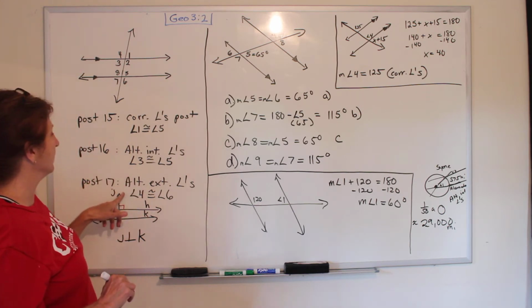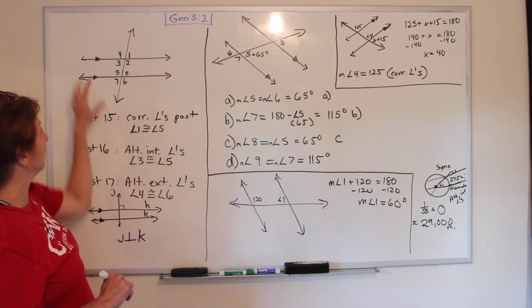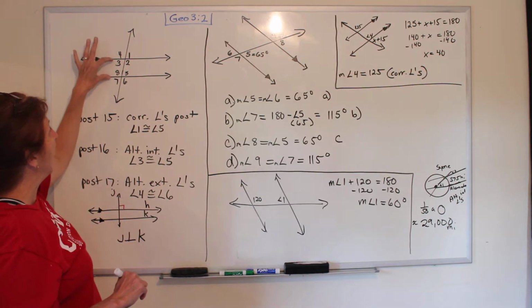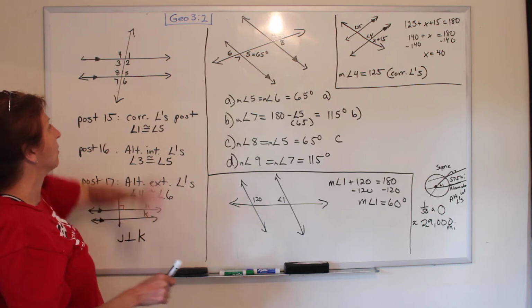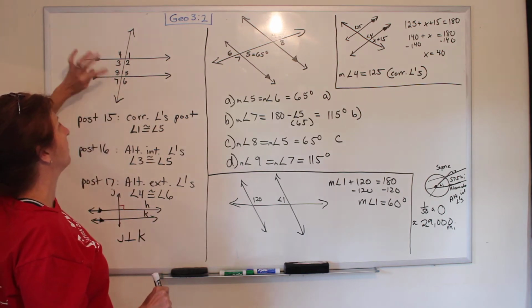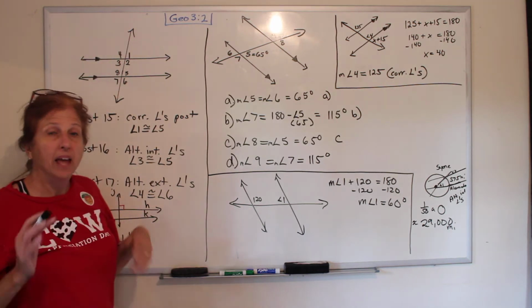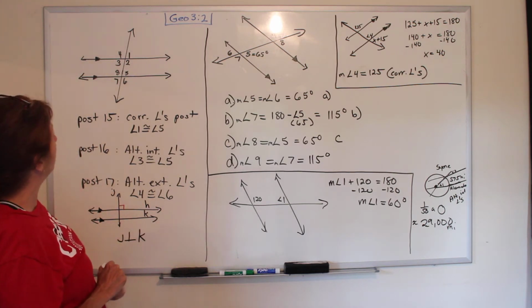Okay, the next one is alternate exterior angles. So the ones on the outside that are on opposite sides of the transversal are the same. So 4 and 6 are the same, and 7 and 1 are the same. And if you look at it, they look like they'd be the same, don't they?